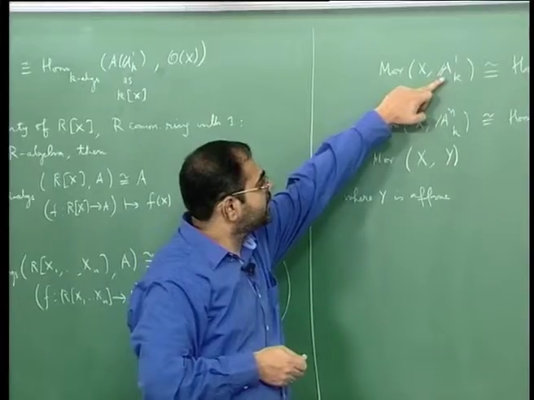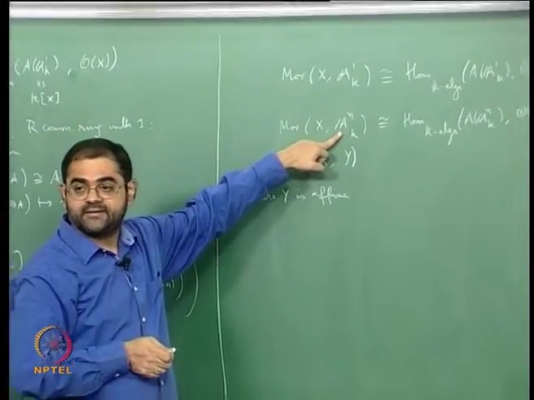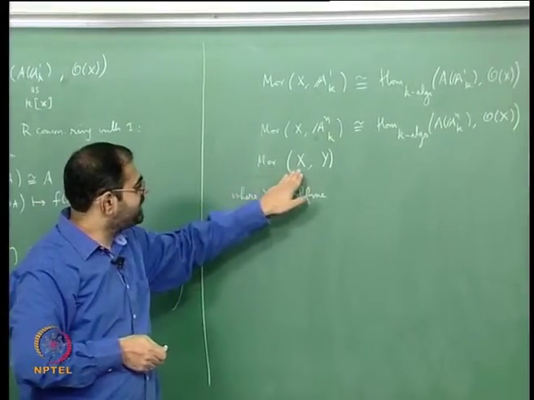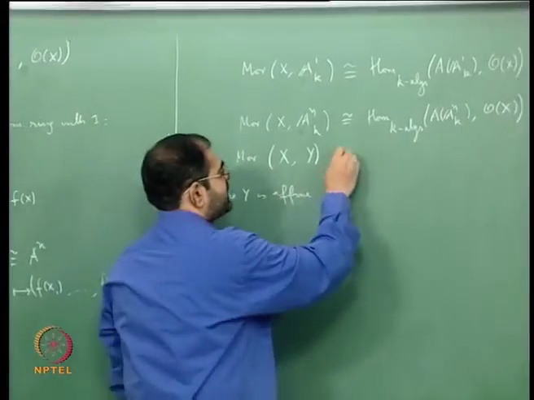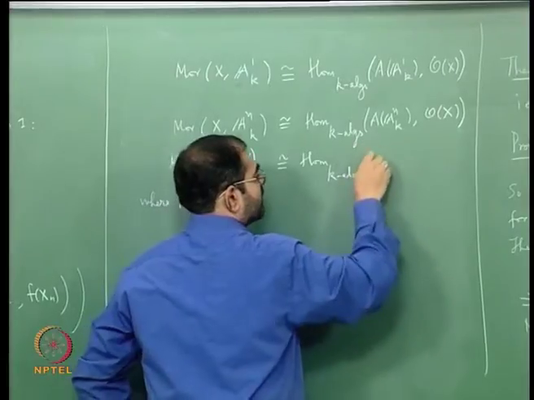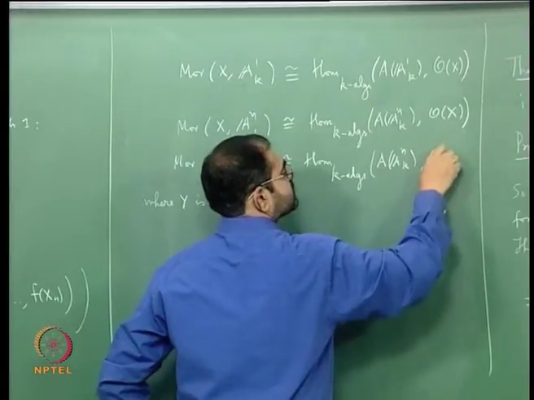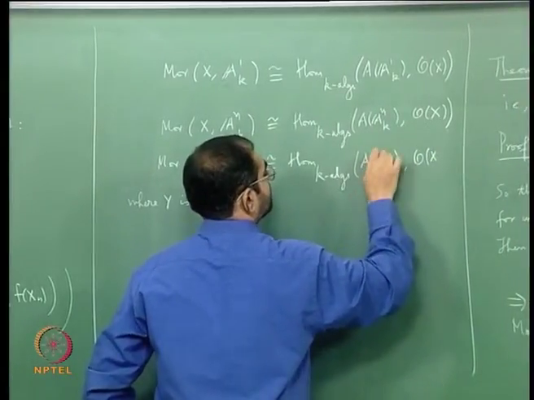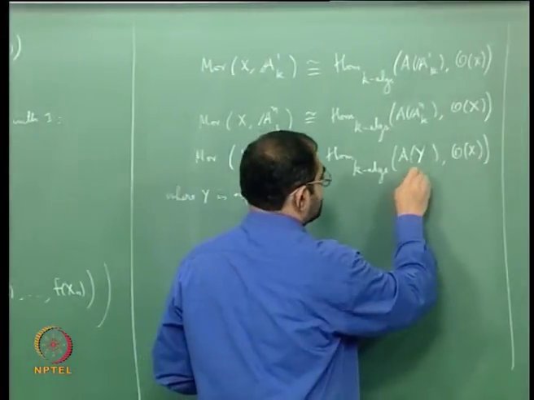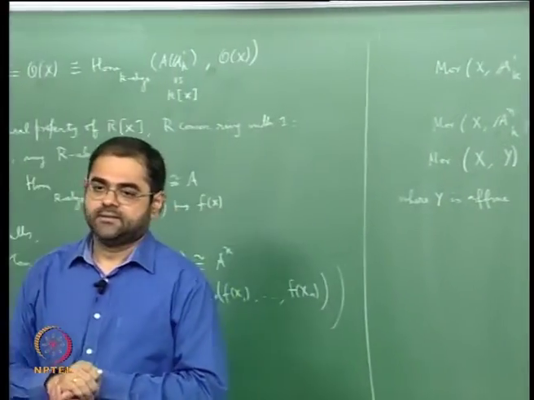So instead of taking the target to be A^1, I can take the target to be A^n. Instead of taking the target to be A^n, I can take the target to be an affine variety. So the morphisms from any variety into an affine variety can be identified with homomorphisms of k algebras from the affine coordinate ring of that affine variety to O(X). Sorry, this should be Y. And mind you, this A(Y) is the same as O(Y). There is no difference because Y is affine.